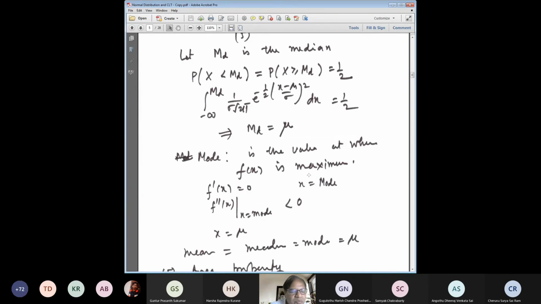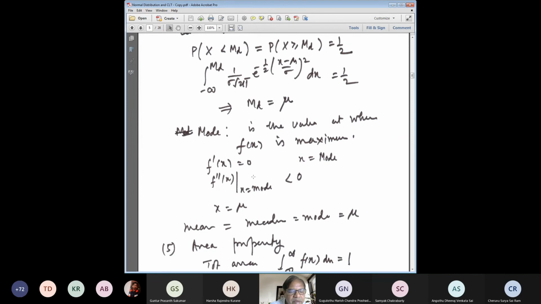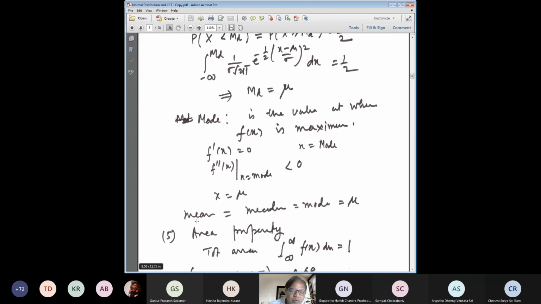Mode is the value at which f(x) achieves the maximum value. Mode, as you know, is the most frequently occurring value. In this case, we know the density function. The usual procedure is that you take the derivative, equate it to 0, and show that the second derivative is less than 0, so you will get mu. Again, the derivation I am skipping because it's all standard. So ultimately, if you look at the graph of the normal distribution, the mean, median, and mode are all equal to mu.